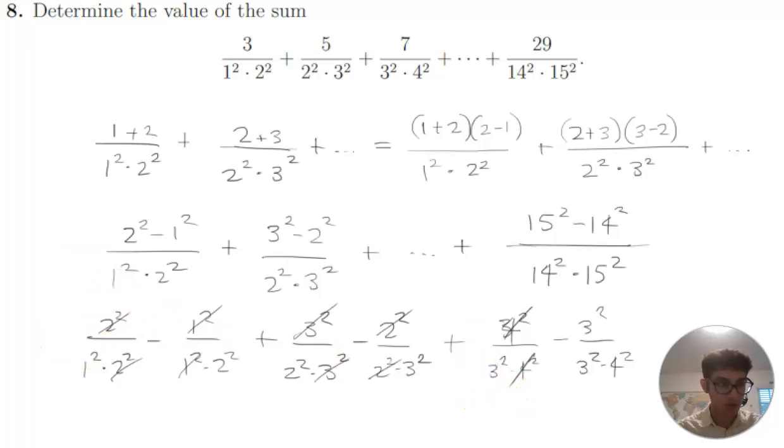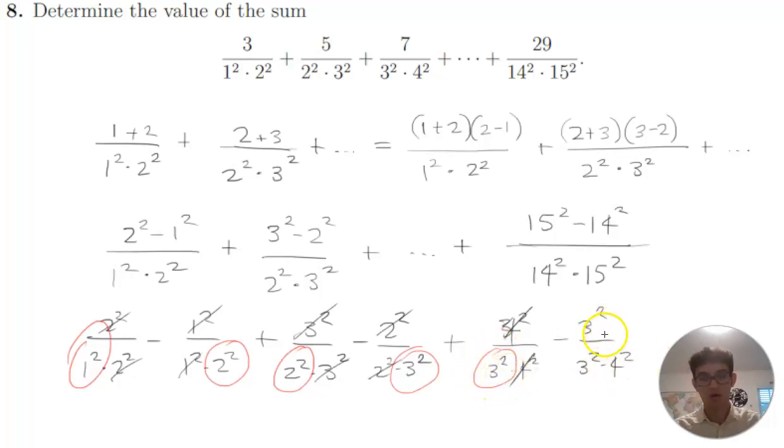And so now I'm going to switch colors, just because it'll probably be a little helpful for you. We've got 1 over 1 squared minus 1 over 2 squared, plus 1 over 2 squared minus 1 over 3 squared, plus 1 over 3 squared, and so on. And the last term, you can write it out for yourself. I'm not going to do that just for the sake of time.